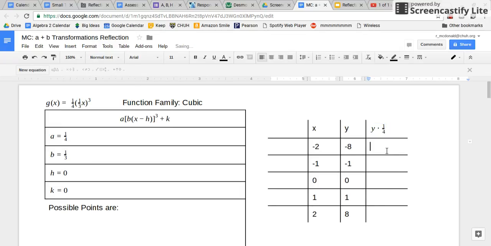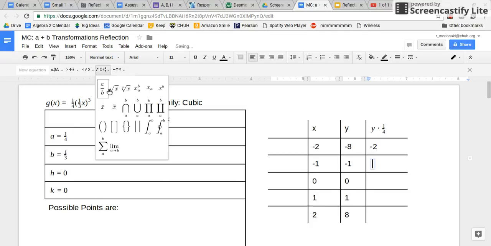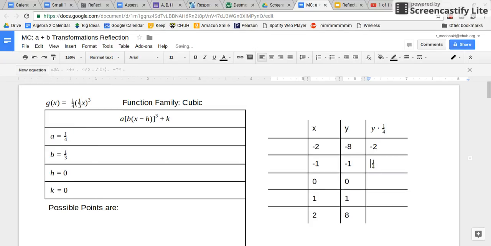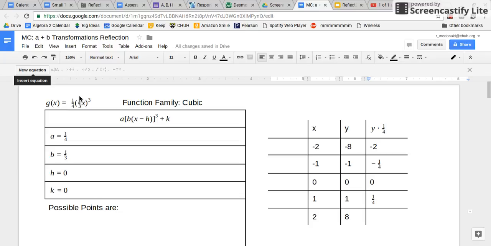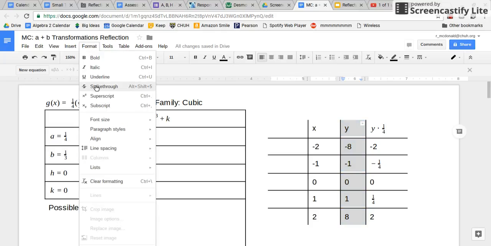So I've got -8 times 1/4 gives me -2. -1 times 1/4 gives me -1/4. I can't forget that negative, I always do. 0 times 1/4 is 0. 1 times 1/4 is positive 1/4. And then 8 times 1/4 is 2. Okay. Once I'm done with that, I'm going to get rid of all these y's because they don't matter anymore. Those were the parent, and we are no longer with the parent.